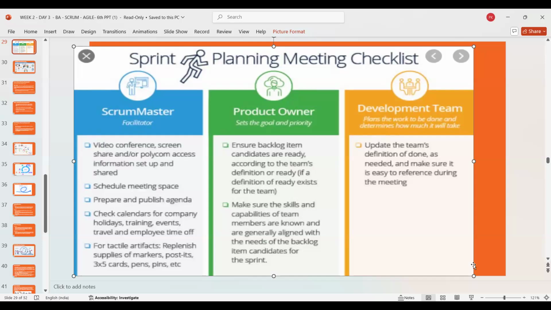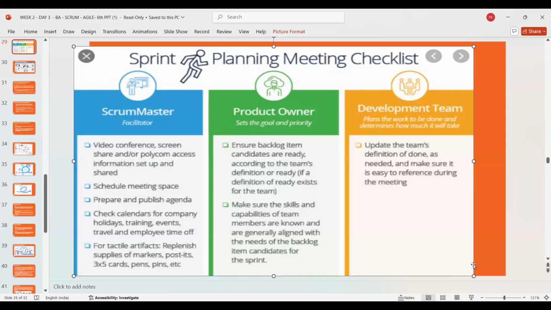Video conference, screen share, and or phone access information setup and shared. Schedule meeting space, prepare and publish agenda, check the calendars for company holidays, training, events, travel, and employee time off. For tactile artifacts, replenish supplies of markers, post its, 3 into 5 cards, pens, pins, etc.